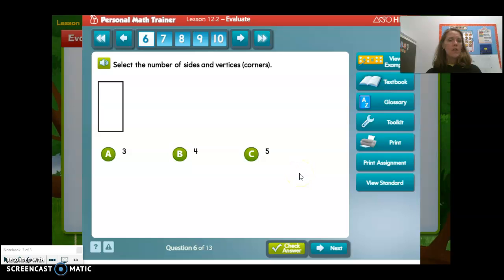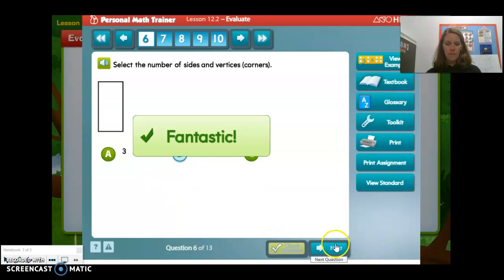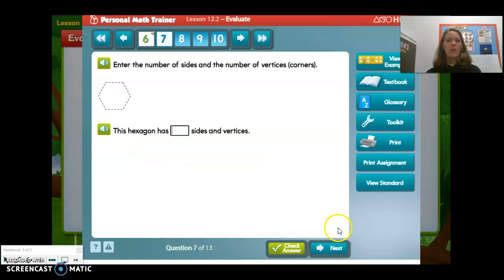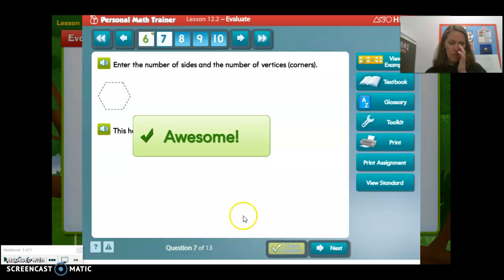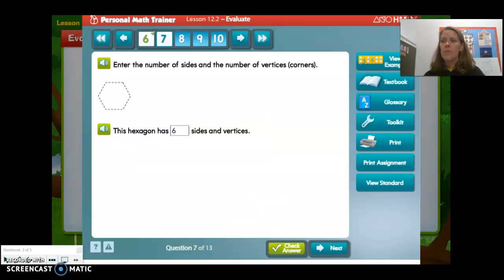All right, select the number of sides and vertices. First of all, tell me what this is. Hopefully you say rectangle. How many sides and vertices? So count them. And hopefully you say 4. Fantastic. And same thing here. Sides and vertices. You count them. And hopefully you say 6. Awesome. Alright, so that's the type of thing we're going to be doing today.